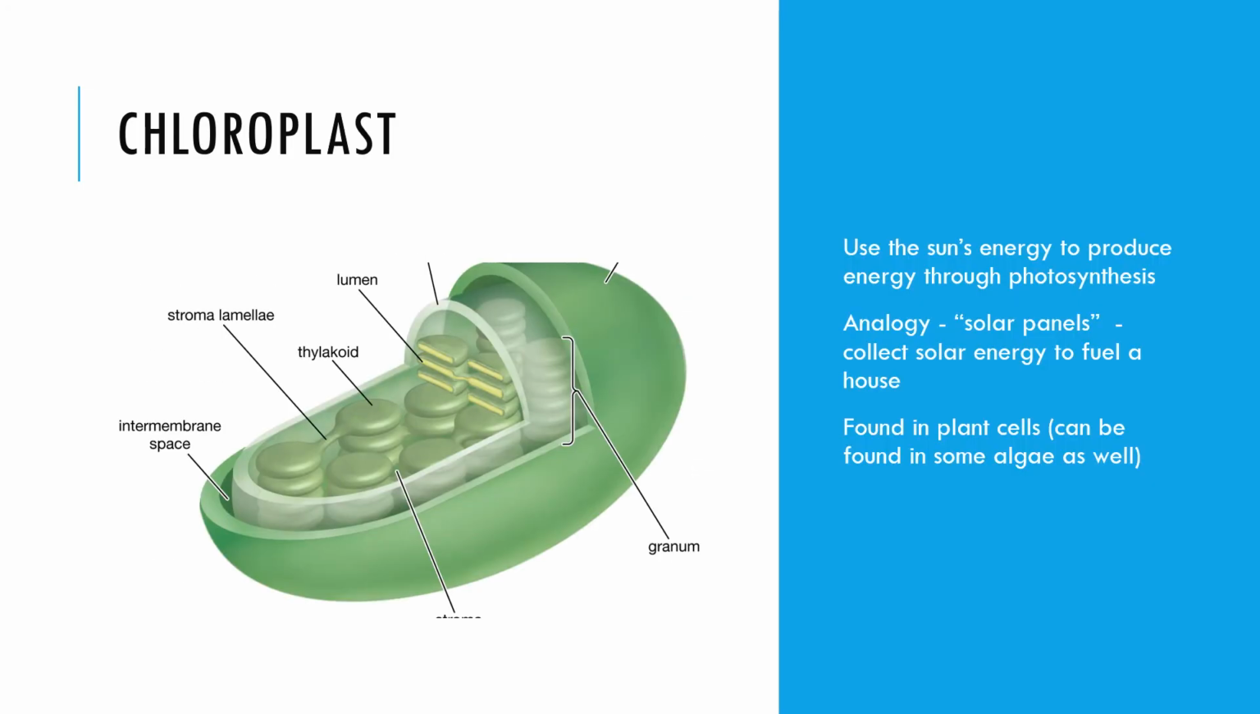The next organelle on our list is the chloroplast, and the chloroplast will only be found in plant cells. You should note that some chloroplasts can be found in algae as well. The chloroplasts are like solar panels for the cell. They help to collect the sun's energy, and that allows the chloroplast to produce energy for the cell through a process called photosynthesis. The chloroplast contains a green pigment called chlorophyll, and this is important in the process of photosynthesis in which the plant or algae will be able to make its own nutrients.